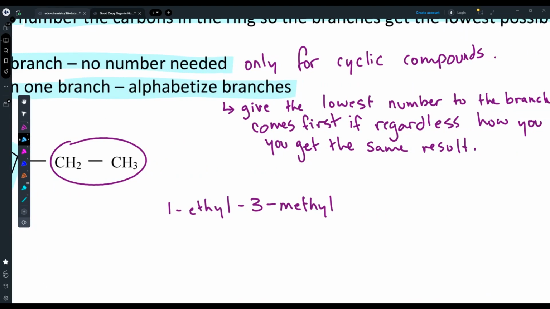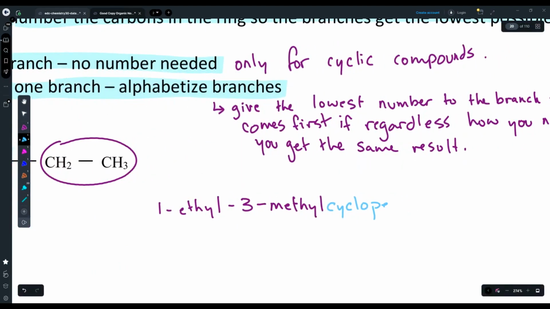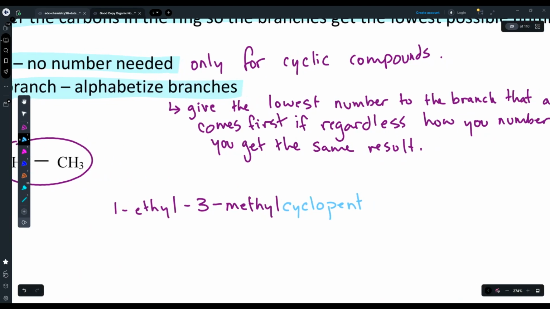Okay, so talking about the parent chain name, because it's a cyclic compound, we got to go cyclo. Because there's 5 carbons in the parent chain, I'm going to go pent. And because there's only single bonds in the parent chain, I'm going to end it with ANE. So this is 1-ethyl-3-methylcyclopentane.